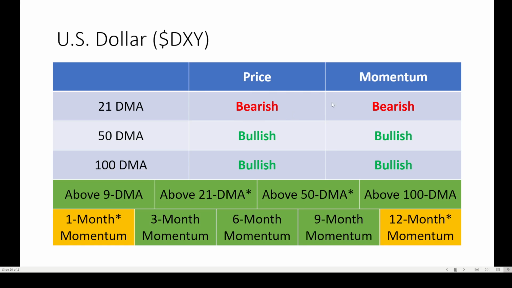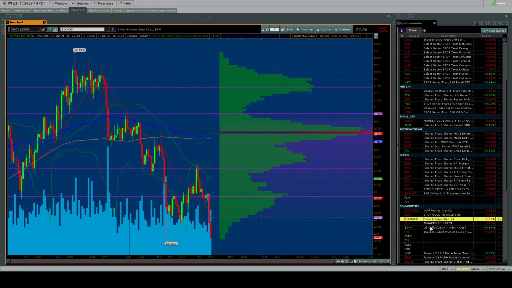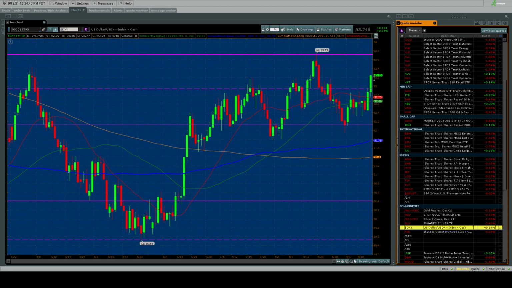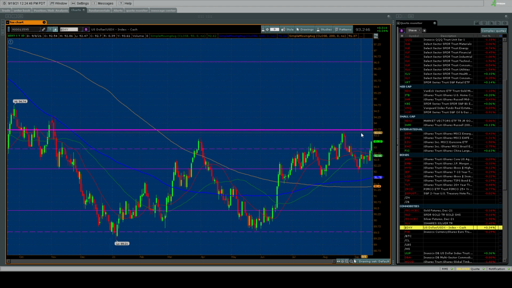Price still remains bearish on the 21-day, and momentum on the 21-day still slowing, telling us no signal on the shorter term. Longer term signals look good. Above all its key moving averages, 1 and 12-month momentum now negative and rising. So you have a nice clear picture here that tells you that the dollar should be moving higher. And what do you see here? It's at 93.25. If it breaks out over 94, there's your breakout point. All bets are off for the market.